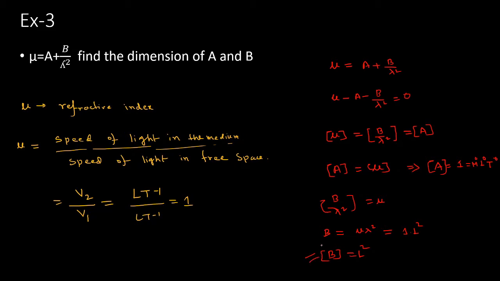So now we have the dimension of b and we have the dimension of a. From this equation, what is the dimension of b? That is L square. And what is the dimension of a? That is 1, and we can write it as M to the power 0, L to the power 0 and T to the power 0. Clear? Now I'm moving to the fourth question.